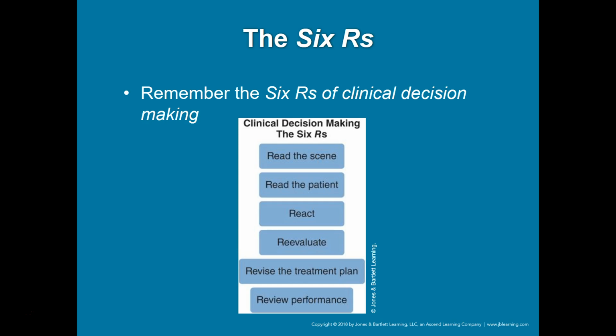We've got to pay attention to all of this information that is readily available to us. It may be environmental things. It might be hazmat scenes. There's a lot of different things that it could be, but we need to pay attention to that. So first we're going to read the scene and determine whether it's a mechanism of injury or nature of illness. Then our next R, we're going to read the patient.